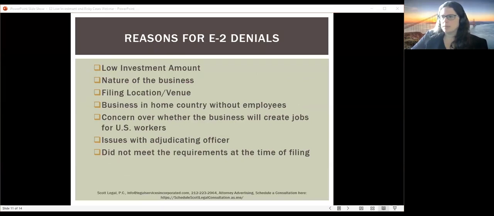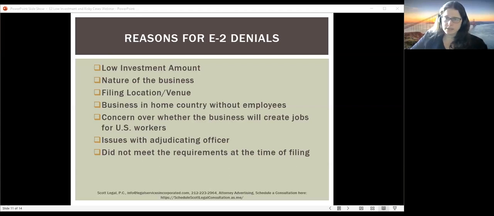Let's talk about some reasons for E-2 denials. So, one is low investment amount. As we discussed earlier, there are some investments that are just going to be too low. For example, we had a client come to us after they had applied on their own.